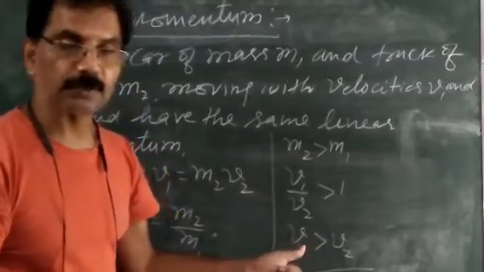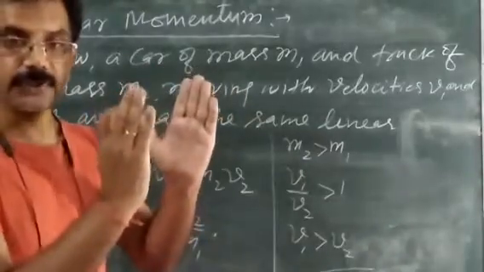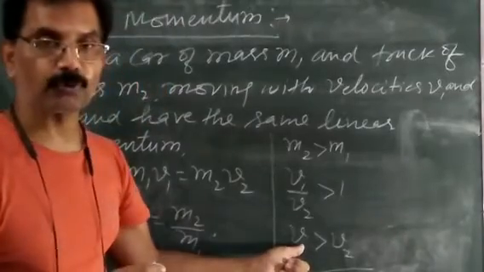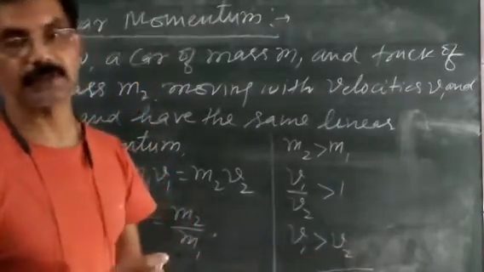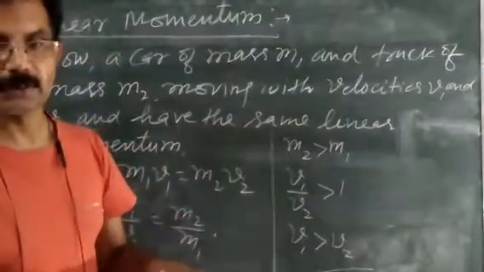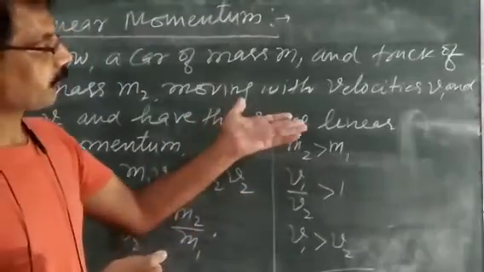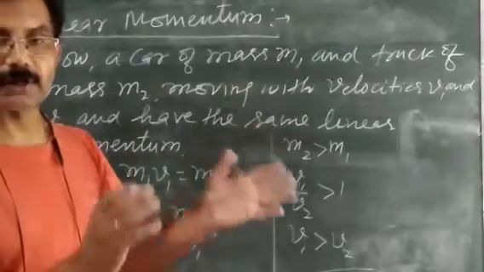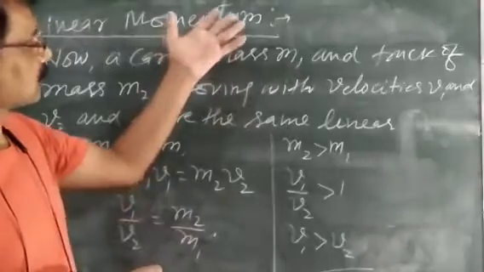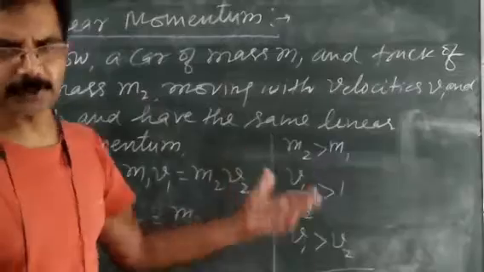It means if a lighter body and a heavier body are both moving with the same linear momentum, then the velocity of the lighter body is more than the velocity of the heavier body. So in this way also you can find the relation between their velocities if their linear momentum is the same, or if their mass and velocity are given, then you can find which one will produce more linear momentum. So simply, you can find the linear momentum of a moving body by using this formula.